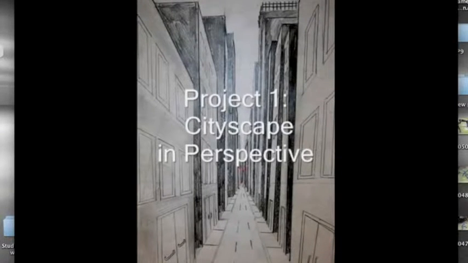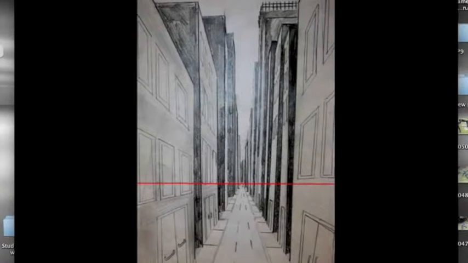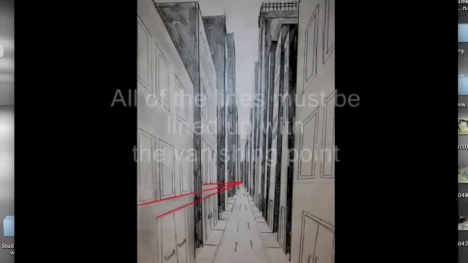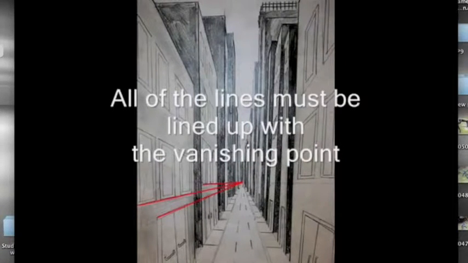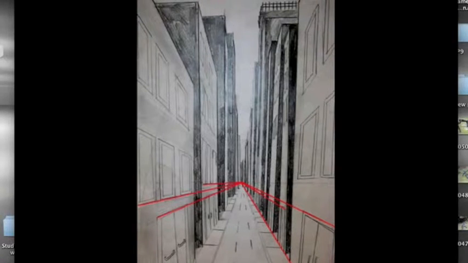Okay, here's an example of a cityscape drawing in perspective. There's your horizon line, and there's your vanishing point. Now, all the lines in the drawing must line up to the vanishing point, like I said before. So the tops of the doors, the bottoms and tops of the windows, the lines on the road, even the handles on the doors, the tops of the buildings, everything is going to line up to that vanishing point.